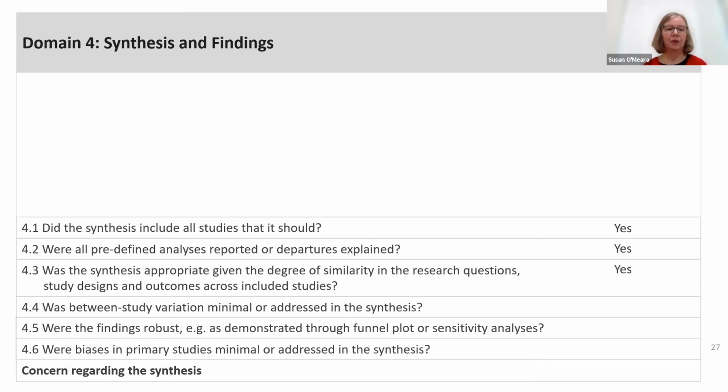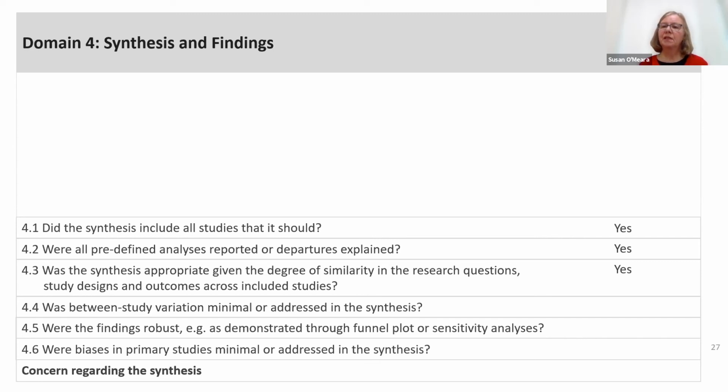So overall, yes, it was probably an appropriate synthesis approach. Well, obviously, statistical heterogeneity is quite a big thing in meta-analyses and shouldn't be ignored. So question 4.4 asks, was between study variation minimal or addressed in the synthesis? It wasn't minimal. For 2 of the main meta-analyses, they showed high levels of statistical heterogeneity. Most of their subgroup analyses were pre-planned. So they did explore, I think, as much as they could through subgroup analyses.